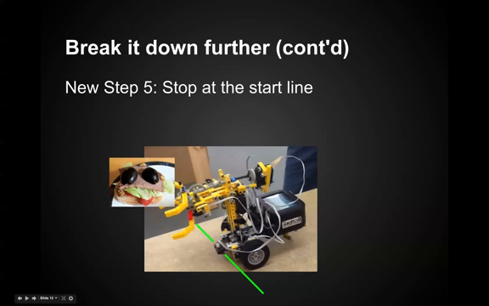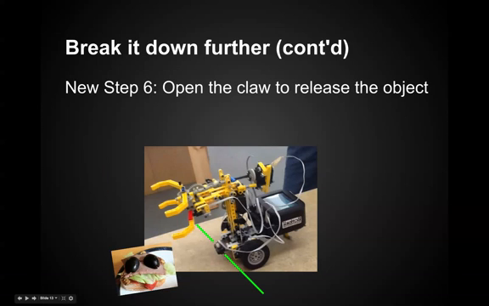Finally, we didn't have a step for dropping the object off. We want to do that now. And we indicate that through open the claw to release the object. And we might talk about the different motors we have along the way. So when we drive the robot forward, we're talking about moving motors 0 and 1. And when we drop the object, we're talking about moving motor 2.